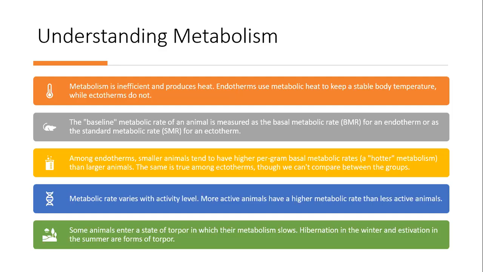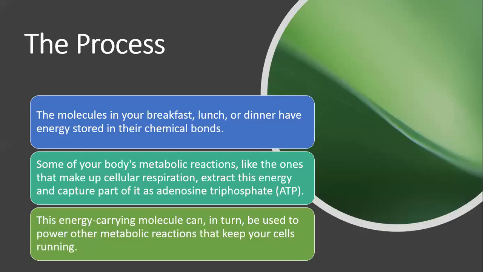So metabolic rates vary with activity levels. More active animals have a higher metabolic rate than less active animals. Some animals enter a state of, so you guys know about hibernation. Are you familiar with hibernation? Yes. When animals sleep for a long time. Right. So these are times of rest. It's a long resting period, right? So at that time, their metabolism is extremely slow and lowered, basically. So they're not using up any energy at all.